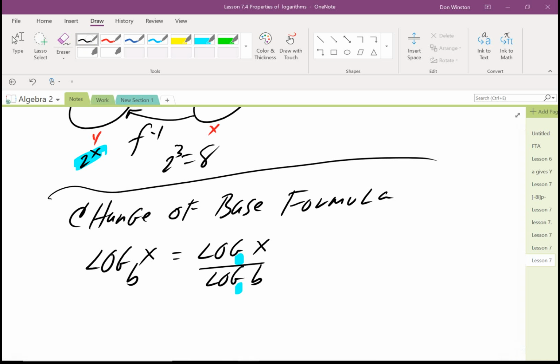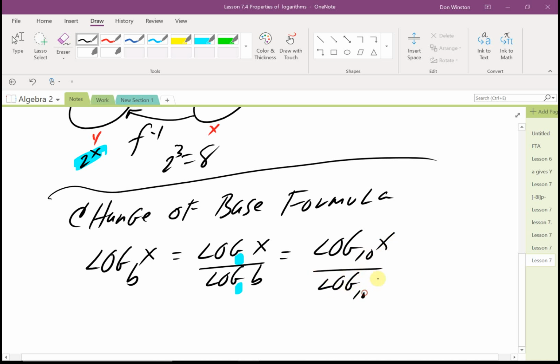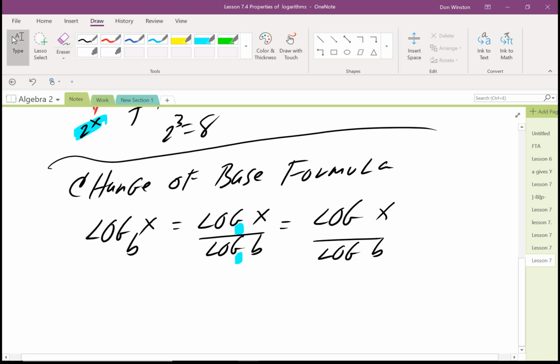Now, I could have just as well written it this way, log base 10 of x over log base 10 of b. But we generally ignore the 10 when we're working with base 10. So let me just get rid of that. All right, so we'll see how that is helpful.